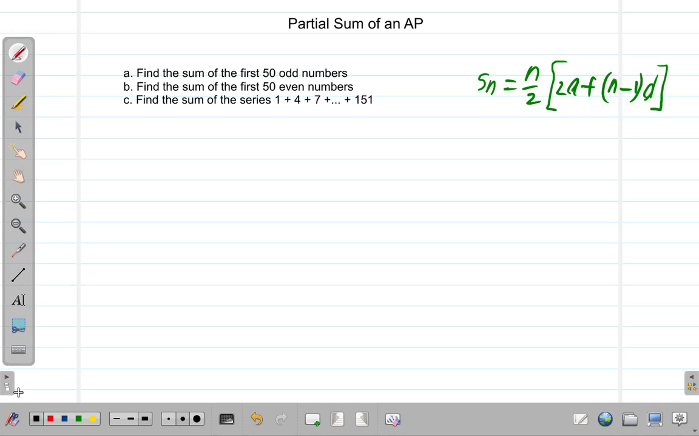We have 3 questions here. First, find the sum of the first 50 odd numbers.